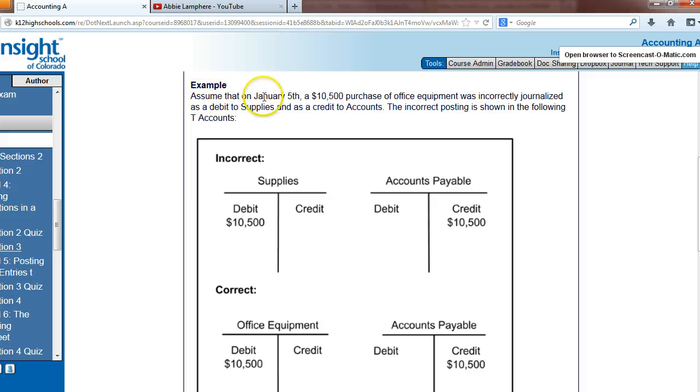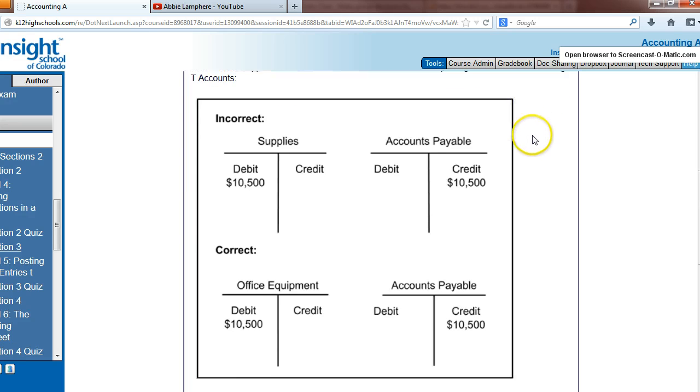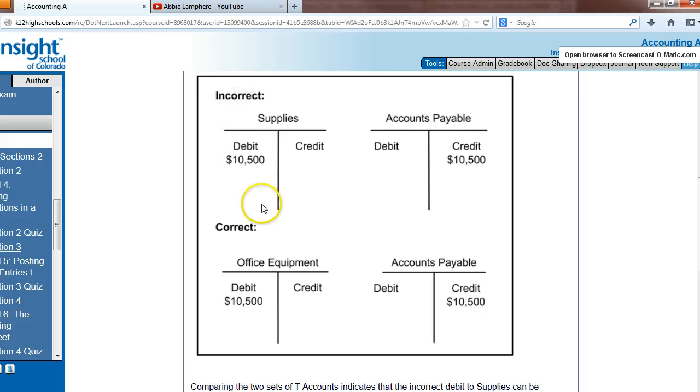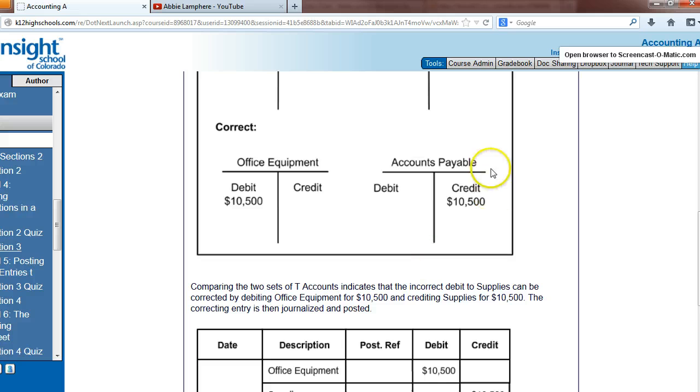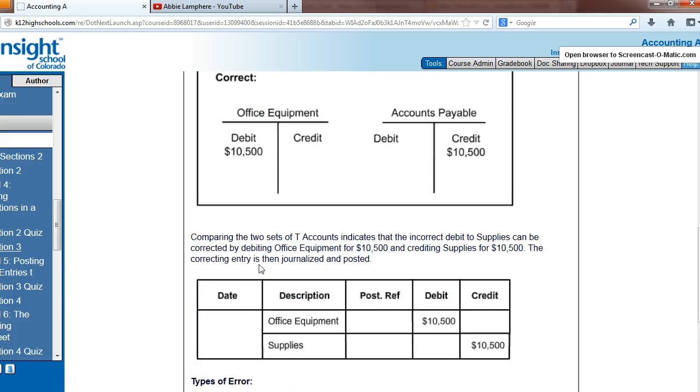So for example, assume that on January 5th, a $10,500 purchase of office equipment was incorrectly journalized as a debit to supplies and as a credit to accounts payable. The incorrect posting is shown in the following T accounts. So they incorrectly recorded it as this, okay? And the correct way to record it would have been this way.